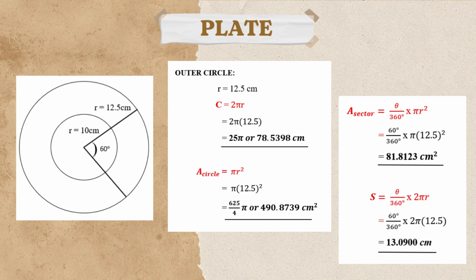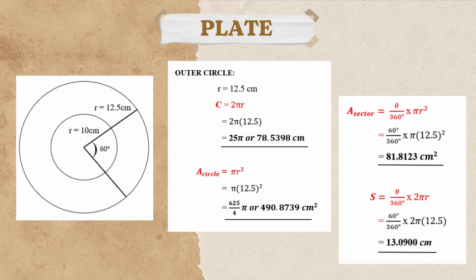Starting off with the circumference, by using the same formula we used for the outer circle, 2 pi r, we can find the answer easily. The radius of the inner circle is 10 centimeters. So, substituting that into the formula will give us 2 pi times 10. And keying it into our calculator, we will find our answer, which is 20 pi or 62.8319 centimeters.